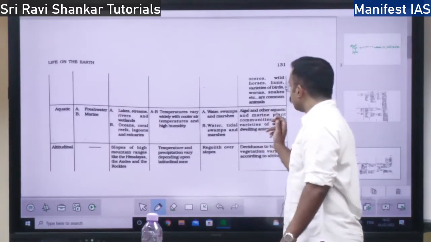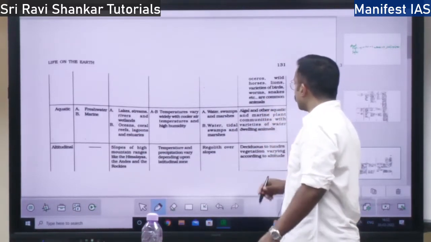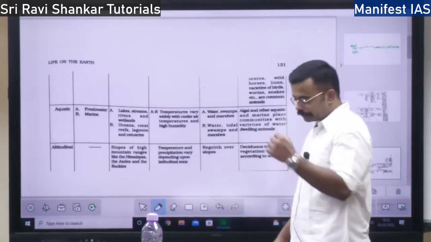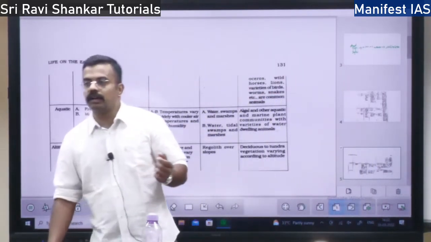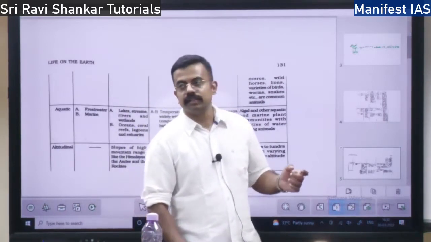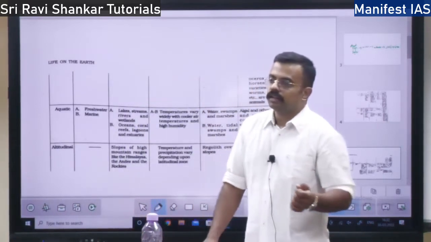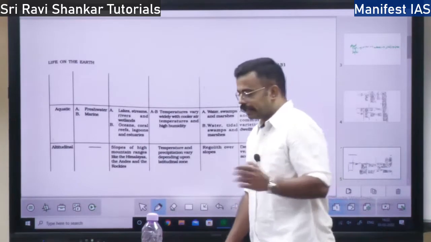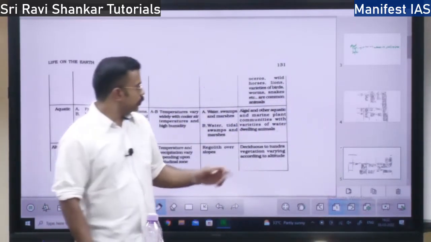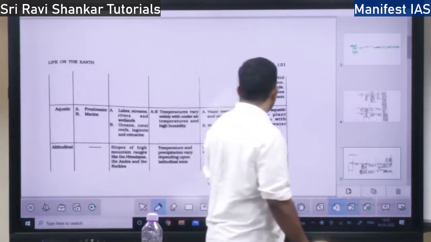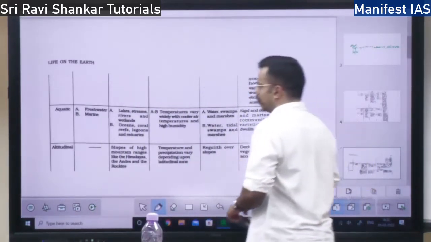And also, what are the flora and fauna? Algae will be there. So you know what algae is. The green, mossy type of things. You see the green patch on the rocks, right? That is algae actually. So algae and marine plant communities will be there in the aquatic ecosystem.